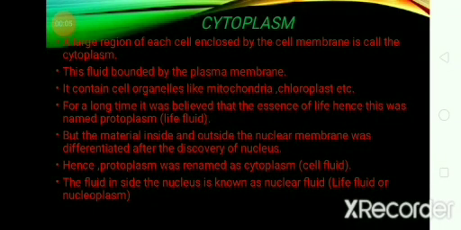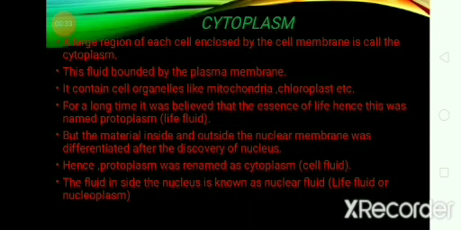Cytoplasm. Cytoplasm is a fluid inside the cell. A large region of each cell enclosed by the cell membrane is called the cytoplasm. This fluid is bounded by the plasma membrane. It contains cell organelles like mitochondria, chloroplast, etc. Cell organelles are floating in the cytoplasm.